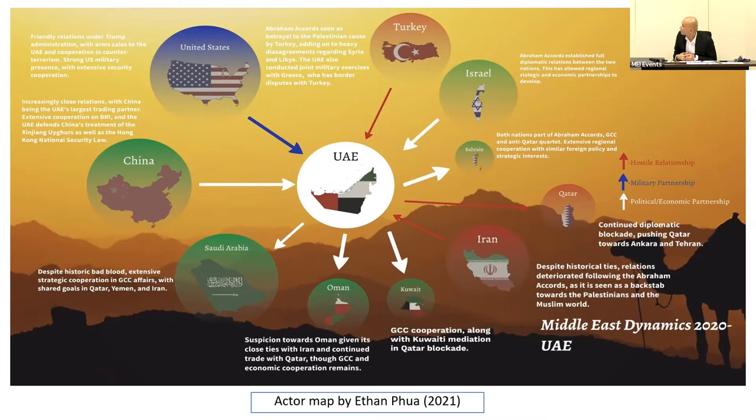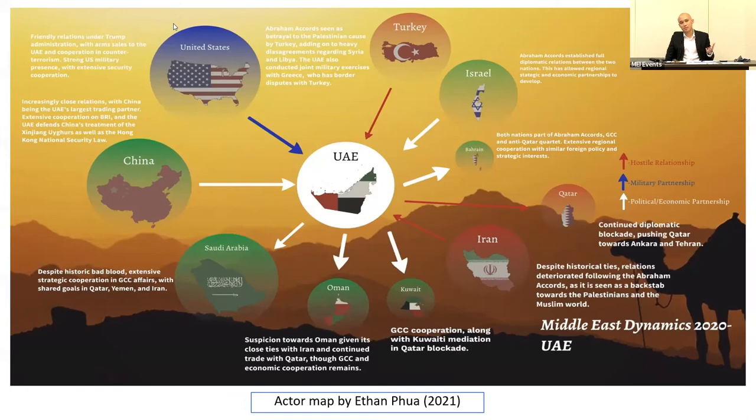And you can see that with Qatar, there's a red line, and it says the continued diplomatic blockade pushes Qatar towards Ankara and Tehran, Turkey and Iran. And you see that there's also a hostile relationship with Iran. And it says that despite historical ties, relations worsen following the Abraham Accords, as it is seen as a backstep towards the Palestinians and the Muslim world. I'm just going to use these two examples of Iran and Qatar.